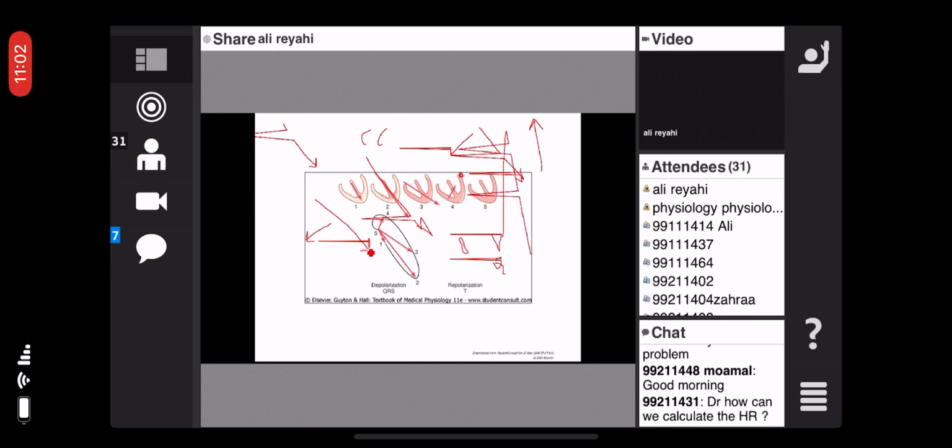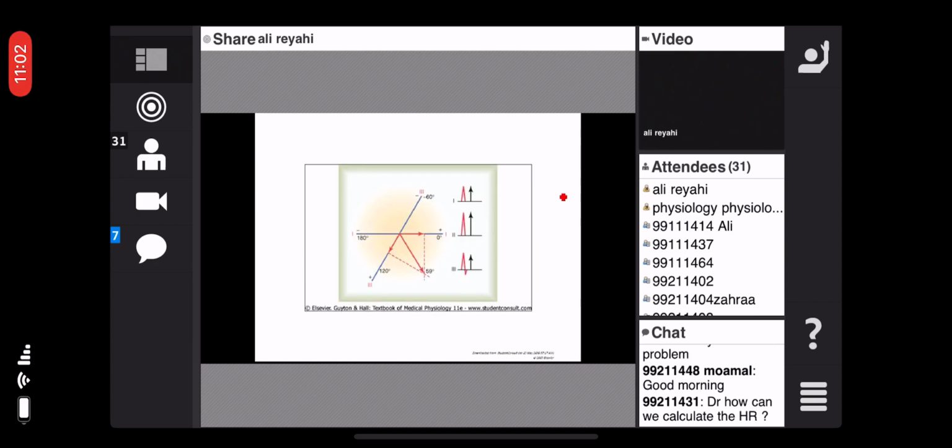Then we have R waves due to a spread of the electrical axis toward the apex. And at the end, we also have another negative wave as S wave because of the change in the direction of the electrical axis, turning toward the base of the left ventricles, from the apex toward the base of the heart in reverse mode.